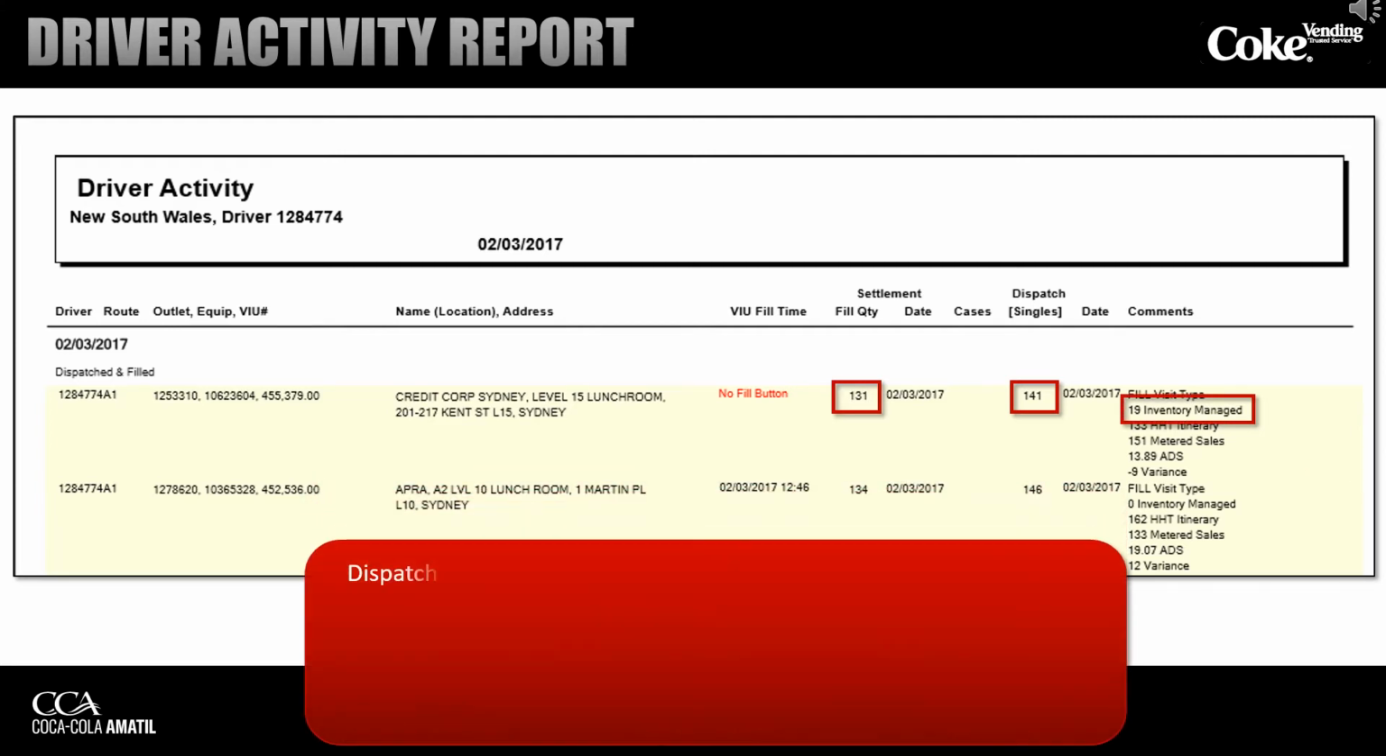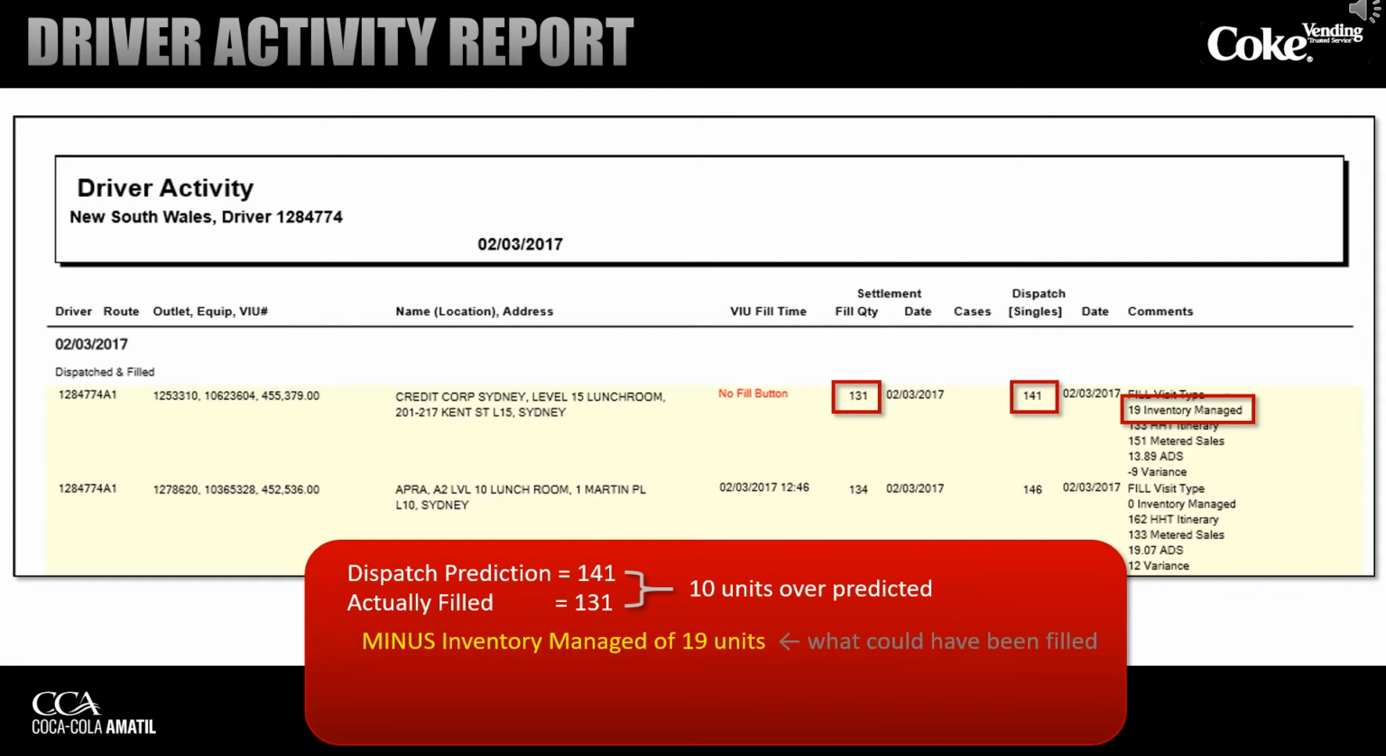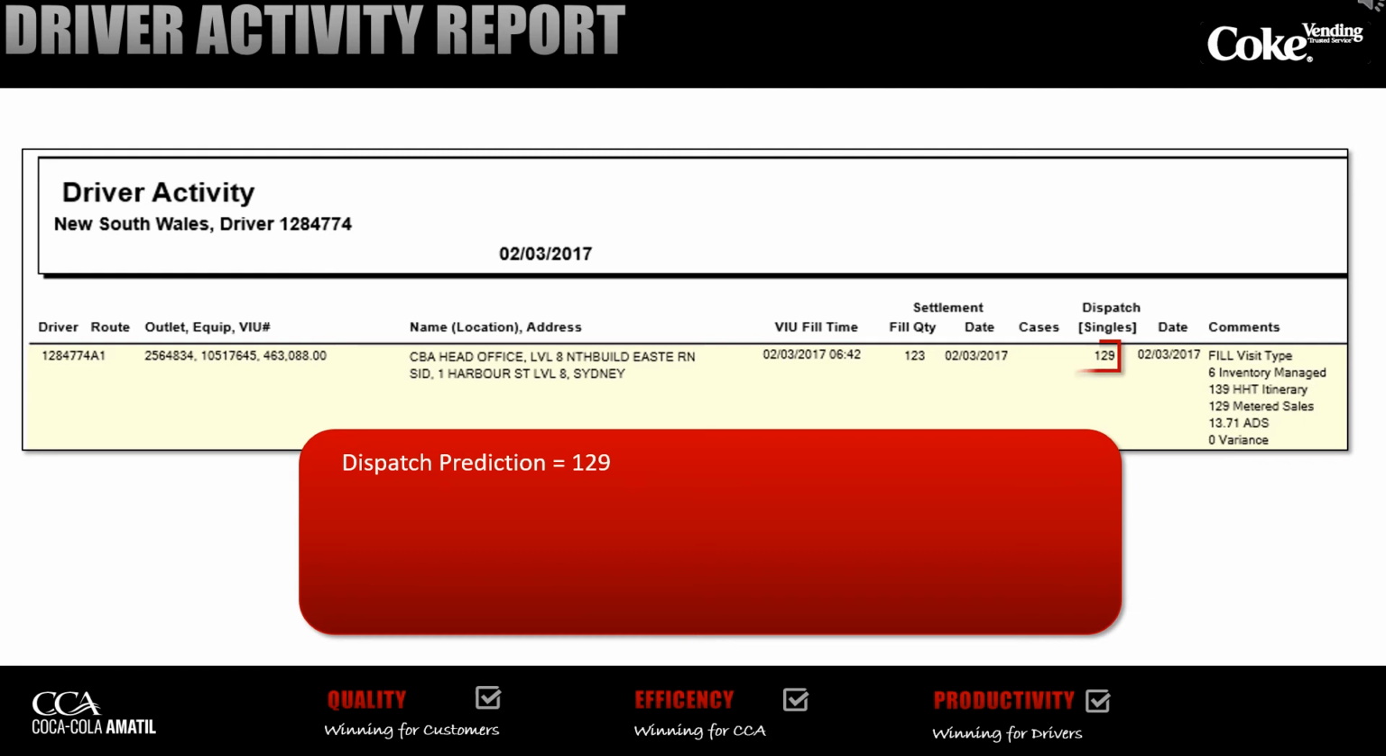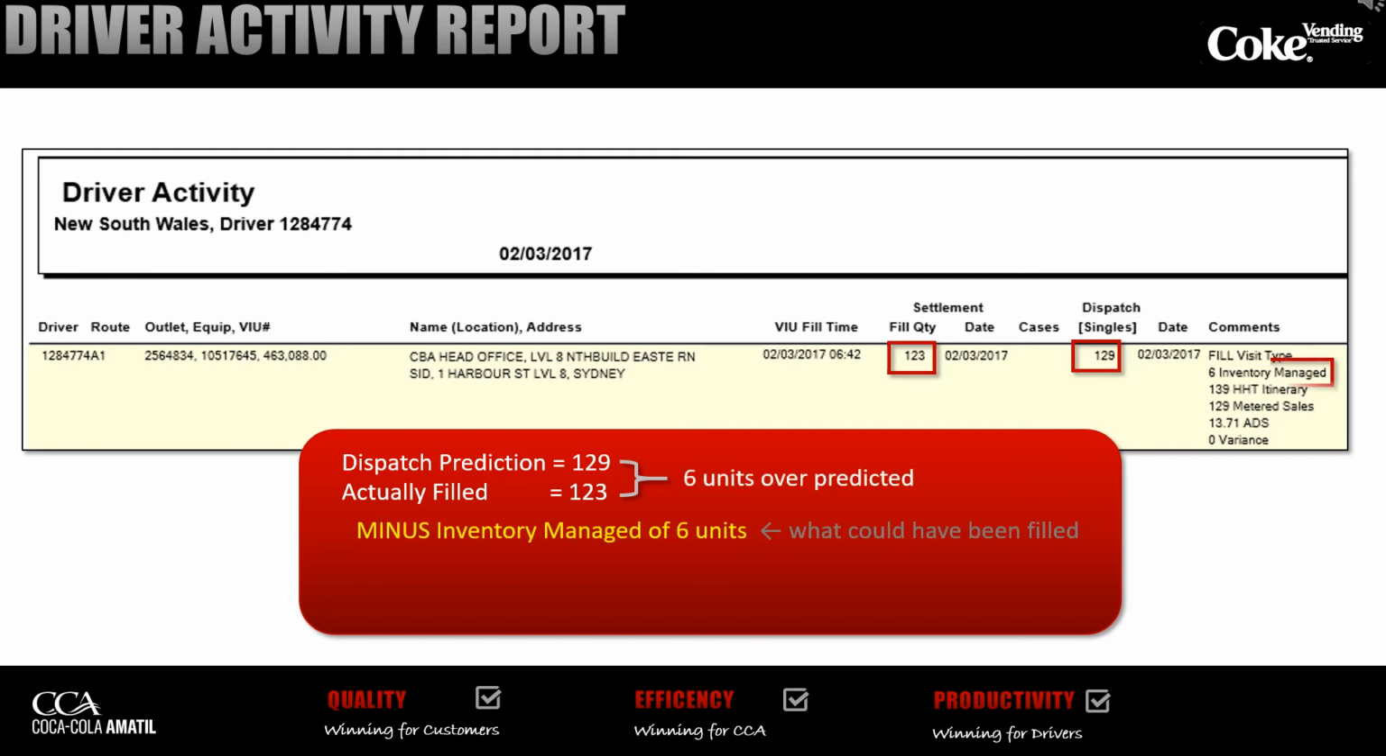Using the first example, before it appeared as if 10 extra units were predicted than actually required. 144 predicted, less the 131 filled. With the additional information that the machine was inventory managed by 19 units changes this view to the prediction being short by 9 units. This next example shows a prediction of 129, however the contractor only filled 123. This appears that the prediction was over by 6 units, but when you take the inventory managed 6 units into account, the net variance between the predicted and actual was 0.